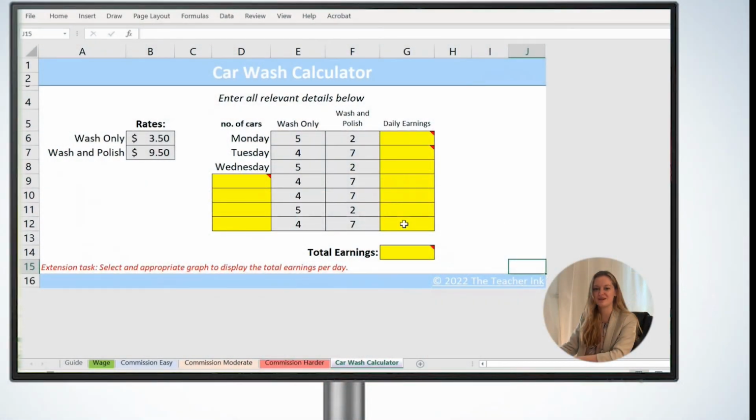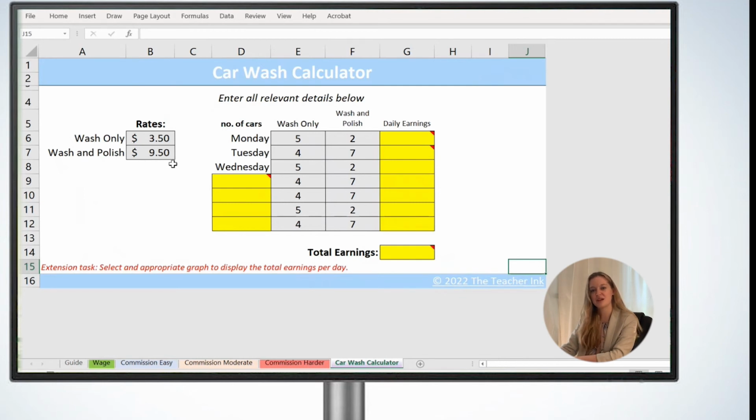Here we have another income scenario. I am being paid to complete certain jobs. Sometimes this type of system is referred to as piecework. In this scenario, you're the owner of your own car wash. For one car to be washed, it will cost $3.50, and for a wash and polish, it will be $9.50.